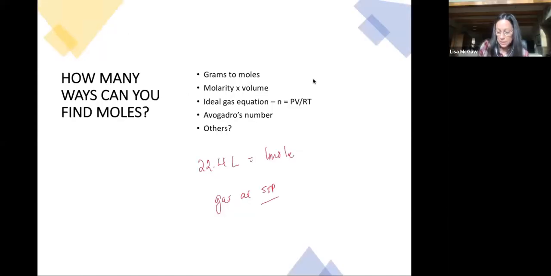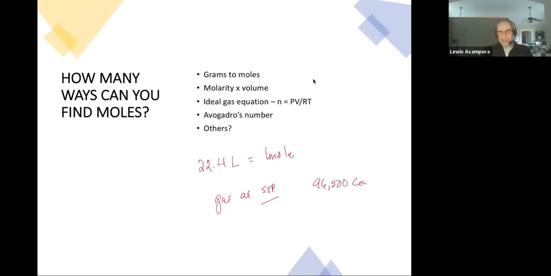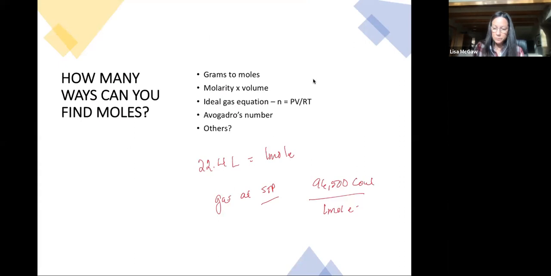Okay, so we could say that there's 96,500 coulombs, which is a unit of charge that physicists came up with long before chemists even knew that atoms existed. So yeah, kind of came to the party late on that one. So you might actually have to do something like that.